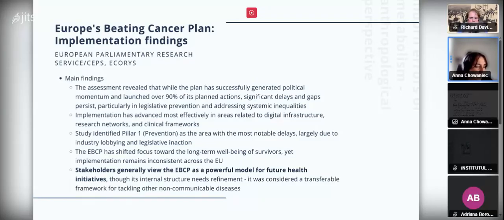First of all, we would not have been able to reach our findings without these qualitative components, for sure. In general, the program launched most of its actions. The most progress was delivered in the digital and clinical developments and in creating research networks. And the least was achieved in this prevention pillar, which was seen as a shortcoming linked to industry lobbying and challenges in creating new legislation.